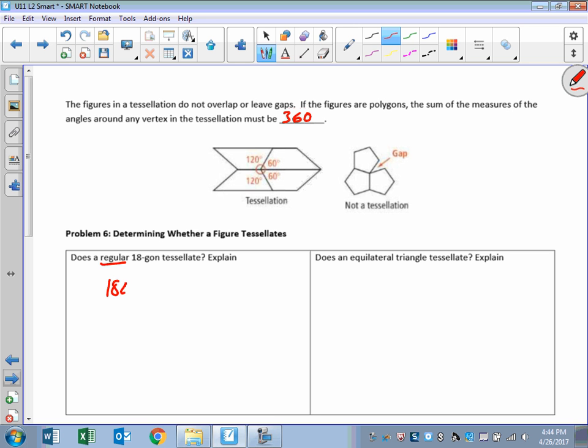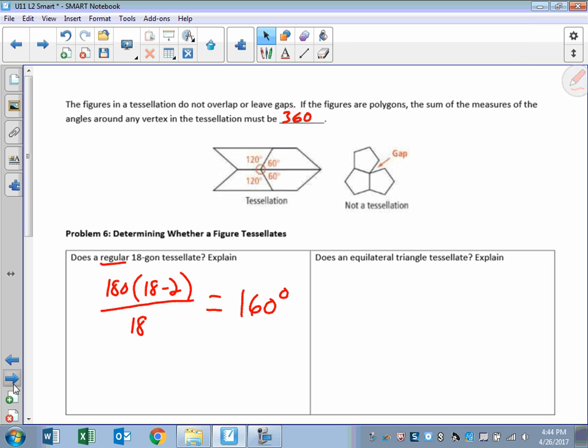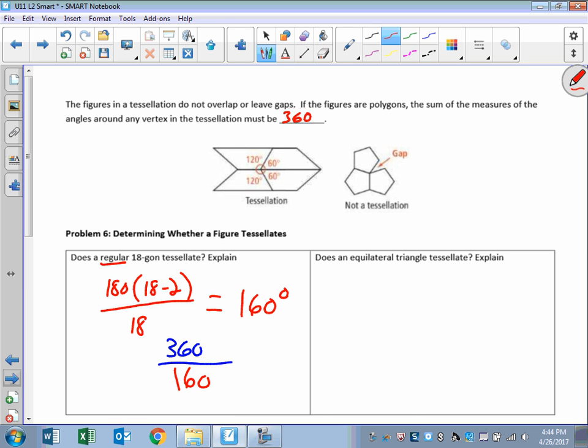We got 180 times 18 minus 2 divided by 18. Okay. That would give us 180 times 16 divided by 18, 160. Now, what has to be true is that you need to be able to divide 360 by the measure of the interior angle and get a whole number. So for this one, 360 divided by 160, you're going to get 2.25. So the answer here is no, it doesn't tessellate.